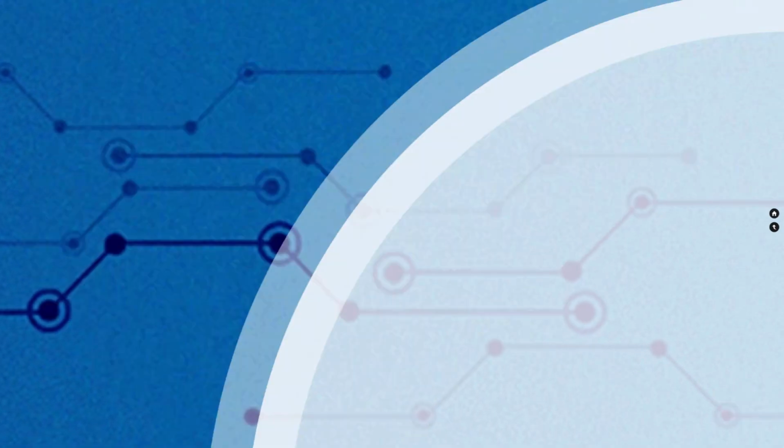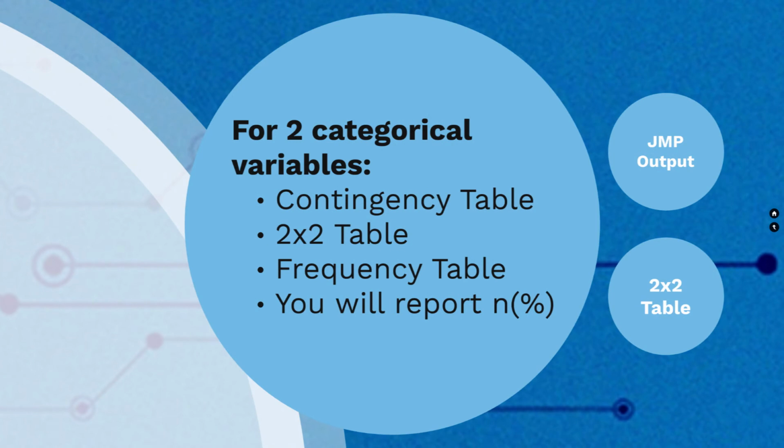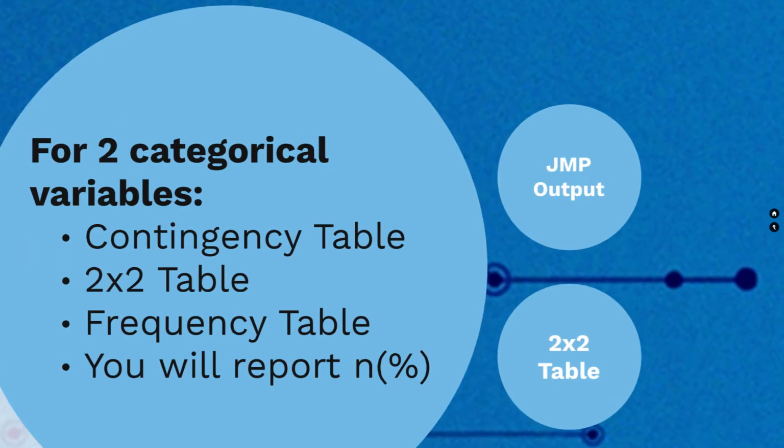First, let's look at contingency tables. This is for two categorical variables. You'll hear it called a contingency table, a 2 by 2 table, which could also be an R by C or rows by columns table. It's also called a frequency table. You will be reporting n's and percents when you are dealing with two categorical variables in your fit y by x. Let's take a quick look at the JMP output.